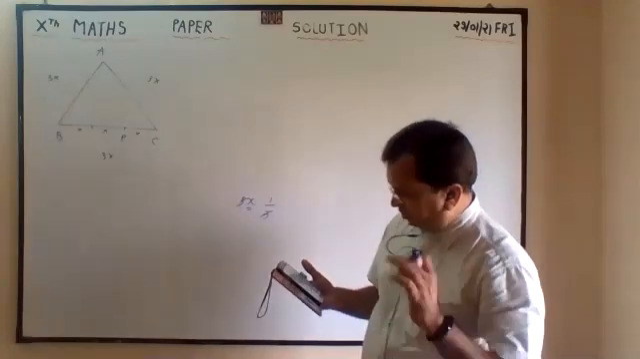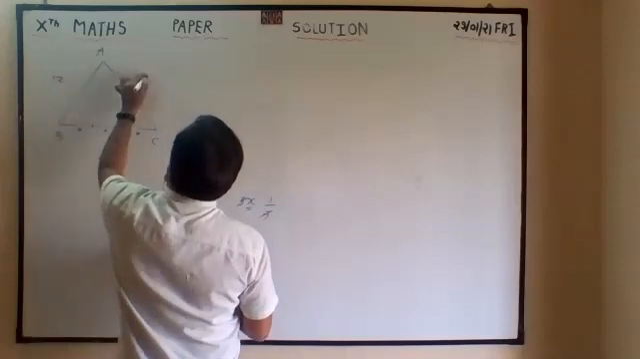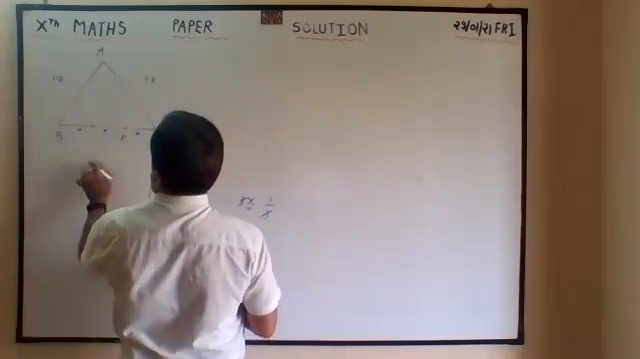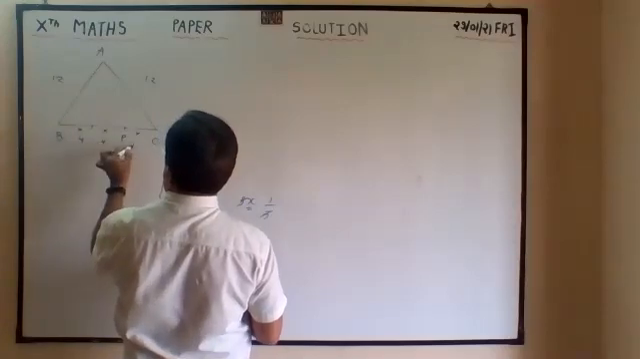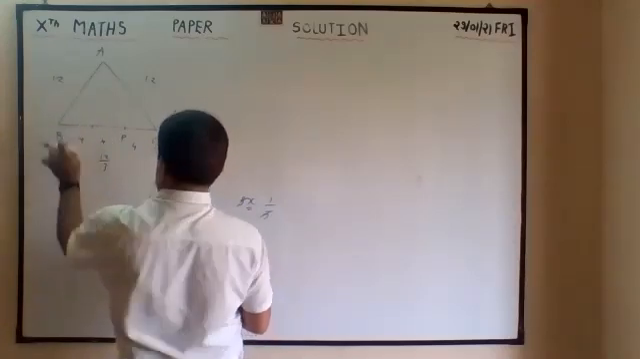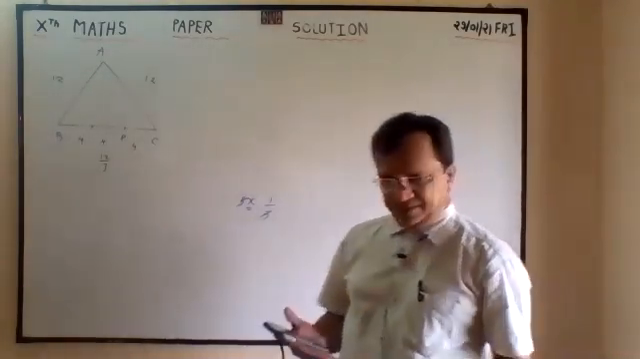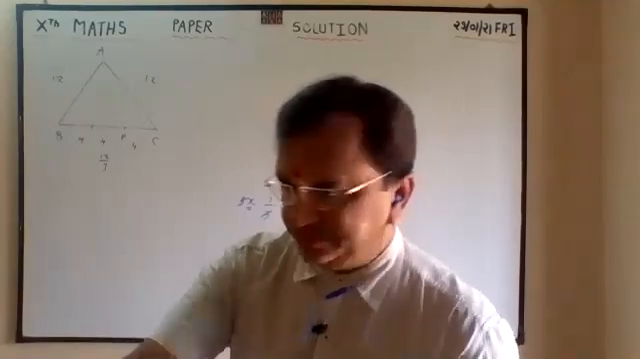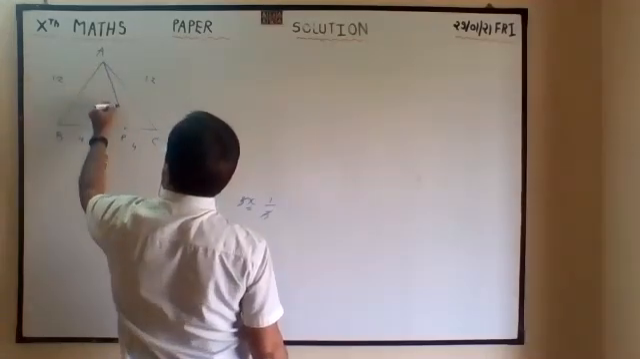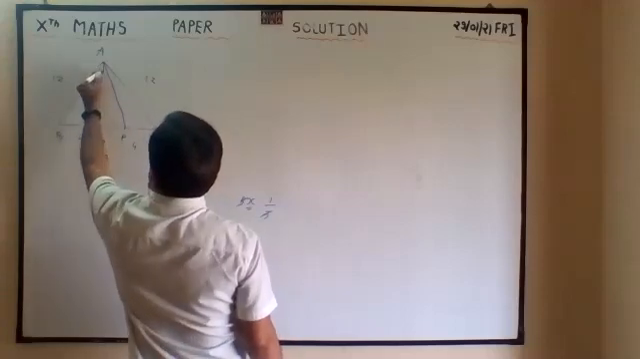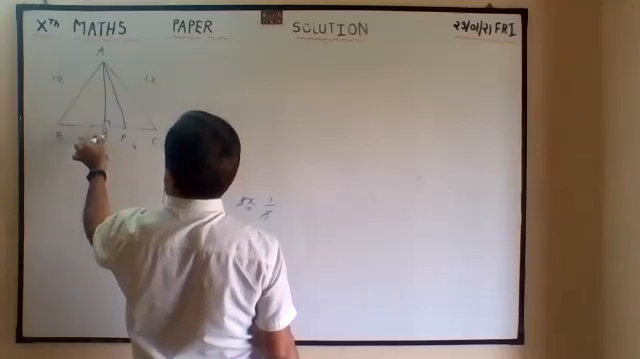AB is equal to 12. It is given. Good. 12 by 3, so 4, 4, 4. Find AP. First draw 90 degrees. That is Q.